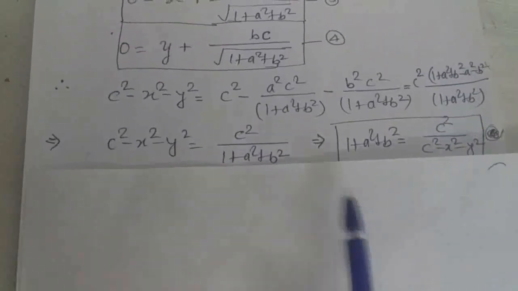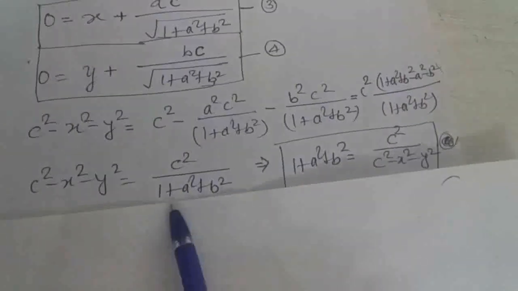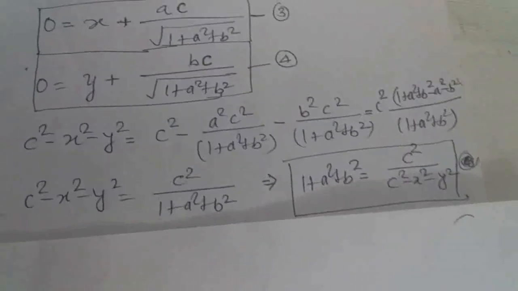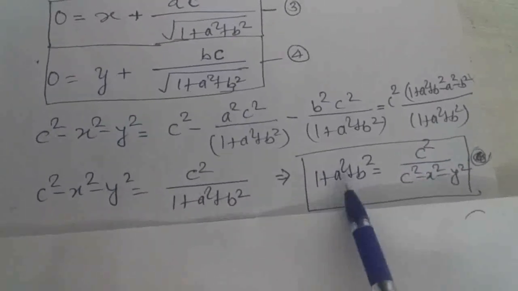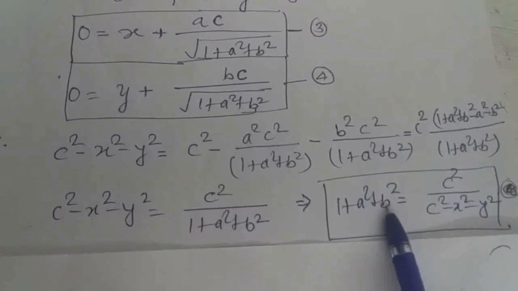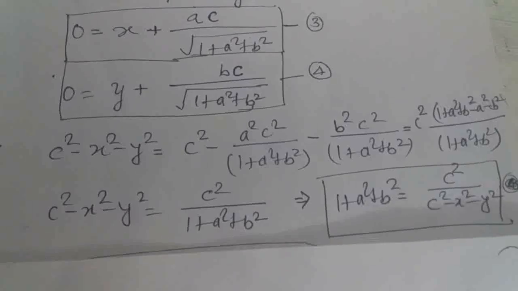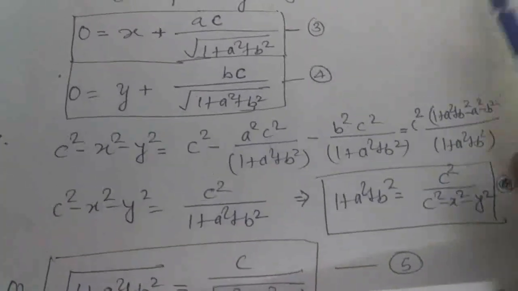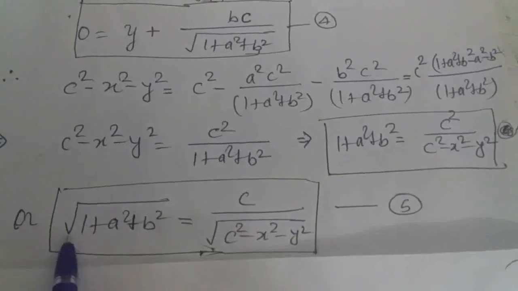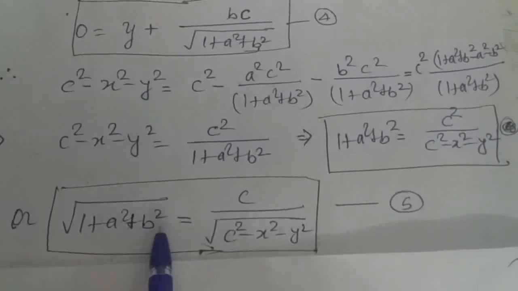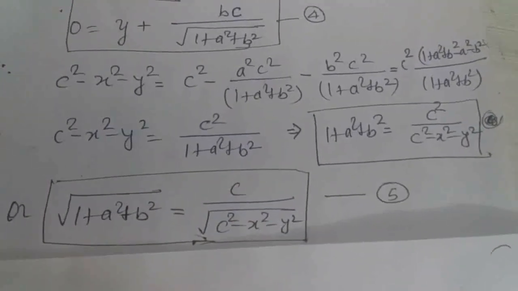get C square minus X square minus Y square equal to C square upon 1 plus A square plus B square. And from this expression we calculate the value of 1 plus A square plus B square is C square upon C square minus X square minus Y square, and which gives the value of the expression square root of 1 plus A square plus B square equal to C upon square root of C square minus X square minus Y square.